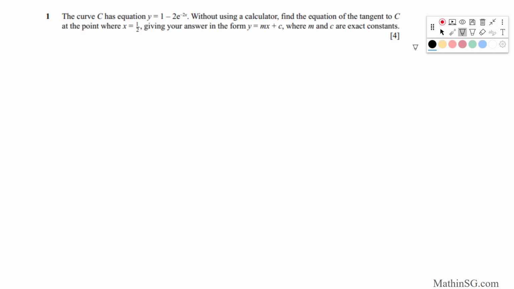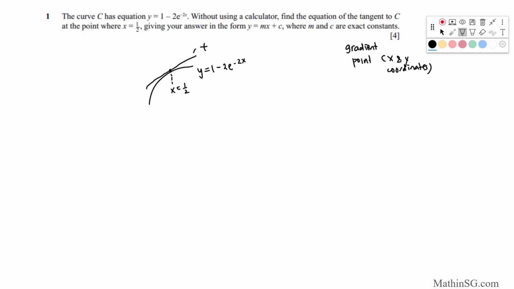So we want the equation of a straight line. In order to find the equation of the straight line, we need to have the gradient as well as a point, and the point will include both the x and y coordinates. Now we have a curve C, where y equals 1 minus 2e to the power of minus 2x, and at x equals half, I'm supposed to find the equation of the tangent.